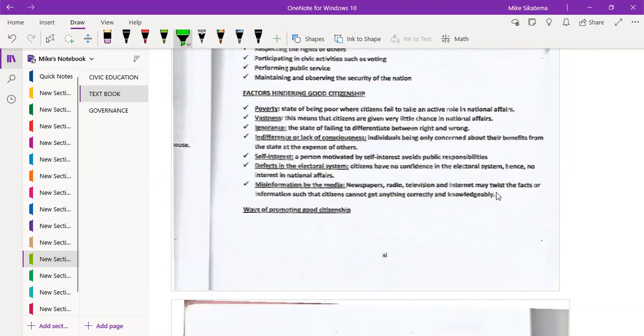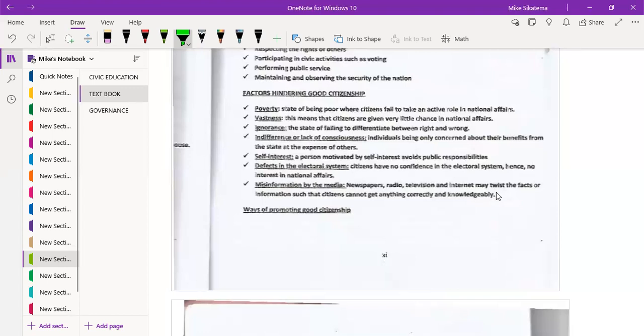Sometimes there's ignorance where you're not able to differentiate between right or wrong. That's the lack of critical thinking and the lack of ethics. And I think ethics have to be taught in our Zambian schools. Indifference or lack of consciousness. Individuals being only concerned about their benefit from the state at the expense of others. So this is actually someone becoming a parasite. Self-interest or selfishness. A person motivated by self-interest avoids public responsibilities. We call those people sociopaths or psychopaths or narcissists.